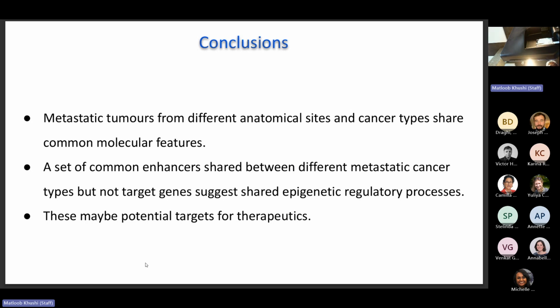Yeah, so these enhancers may be potential targets for therapeutics. And because these are shared enhancers between different tumor types, you probably could develop a set of therapeutics that target different types of metastasis, basically. And that's my last slide.